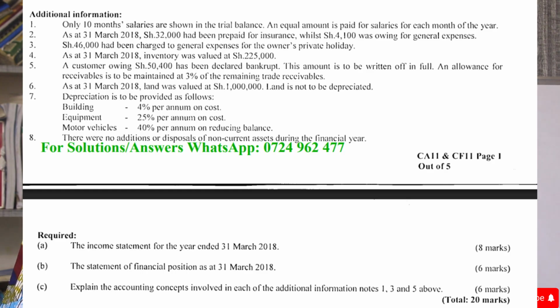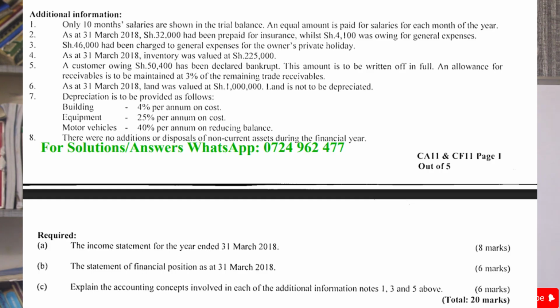Then we are told an allowance for receivables. Once you get your debtors, you subtract bad debts, which we are now subtracting 5,400. On the remaining amount you compute 3% to get the allowance for doubtful debts, so that you can know whether that allowance is the same as the allowance in the trial balance. If there is a difference, an increase we always say is an expense, and a decrease we always say is an income. You know how to handle that.